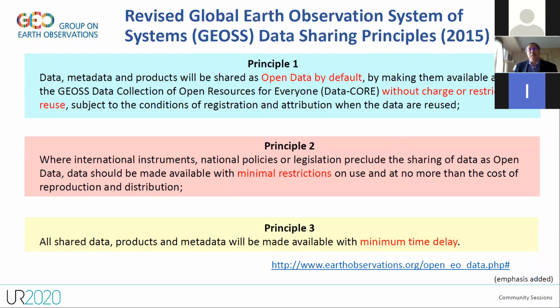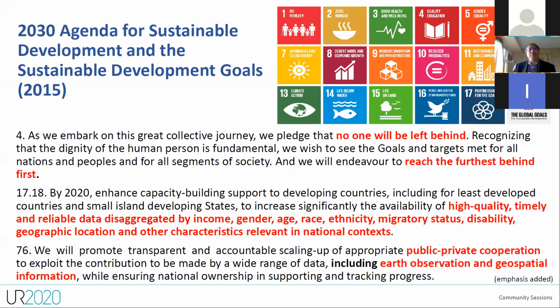So within the broader Earth observation community, most of you are, I'm sure, familiar with the Group on Earth Observations, which had a set of data sharing principles established in 2005. They were updated in 2015 to build on what was happening internationally, which is this concept of open data by default. And then coming from the development community is the agreement in 2015 for the 2030 Agenda, which does talk about, first off, the need to leave no one behind and to have high quality disaggregated data on many dimensions, and made specific reference to Earth observation and geospatial information and the need to make that more accessible.